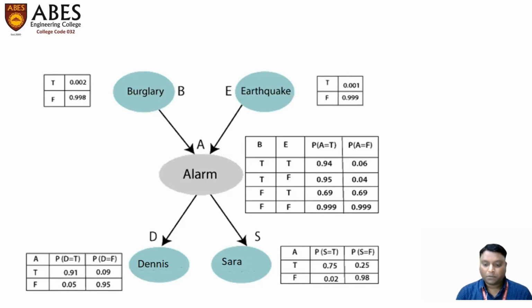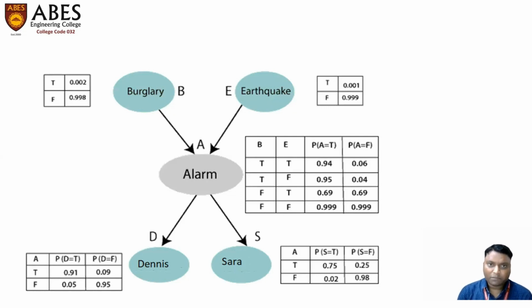So the problem statement is: calculate the probability that the alarm sounded, but there is neither a burglary nor an earthquake, and Dennis and Sarah both called the person. Okay, so this is the scenario. Now, how will we solve these types of problems using a Bayesian belief network? Let's understand step by step.